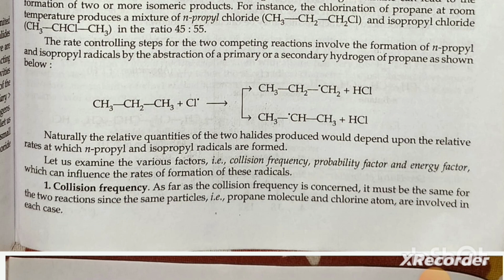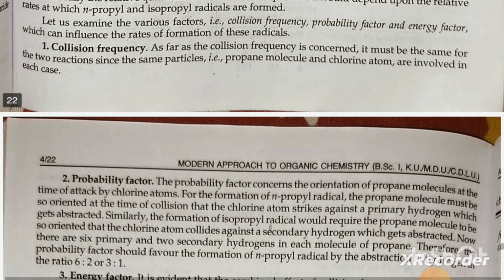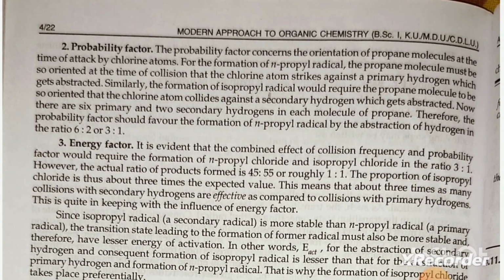First, collision frequency. As far as the collision frequency is concerned, it must be the same for the two reactions since the same particles, propane molecule and chlorine atom, are involved in each case. Second, probability factor. The probability factor concerns the orientation of the propane molecule at the time of attack by the chlorine atom. For the formation of n-propyl radical, the propane molecule must be so oriented at the time of collision that the chlorine atom strikes against the primary hydrogen, which gets abstracted.